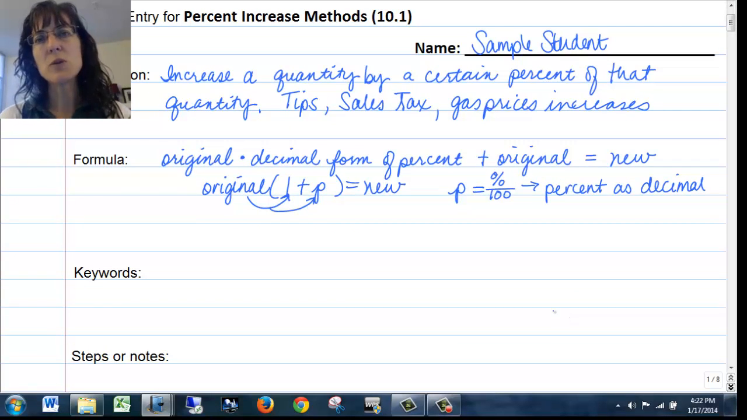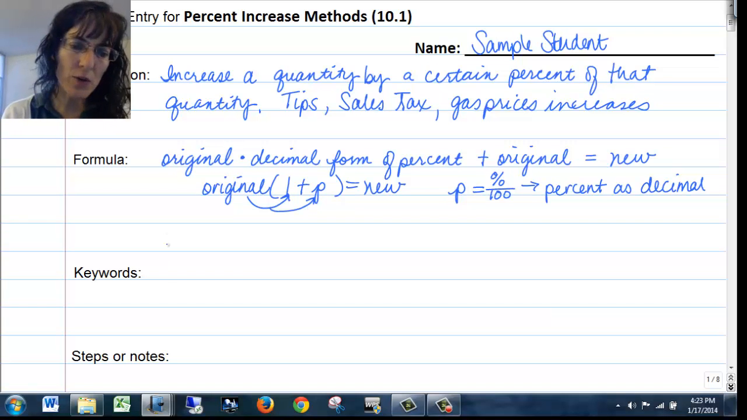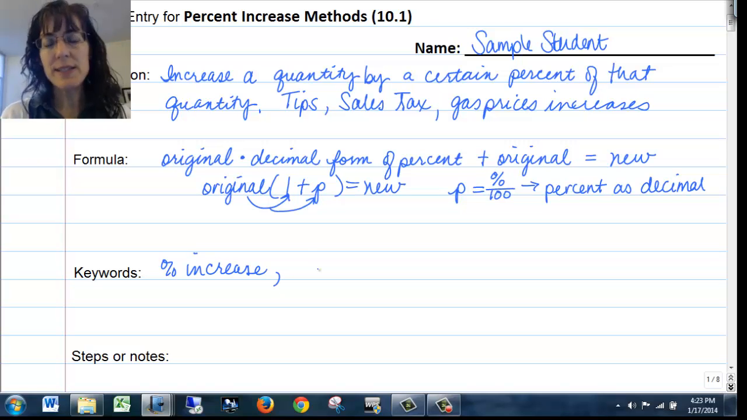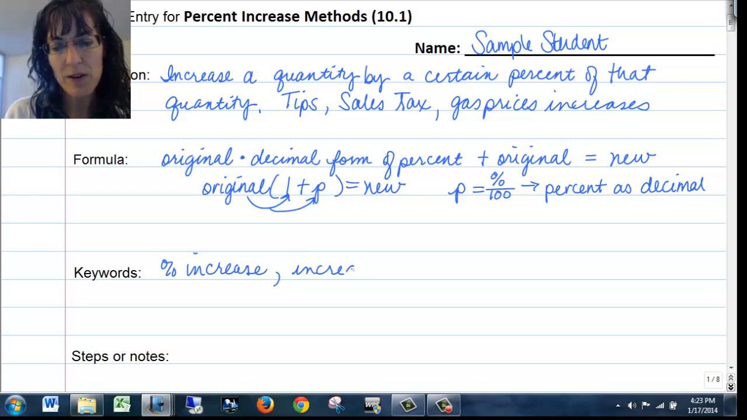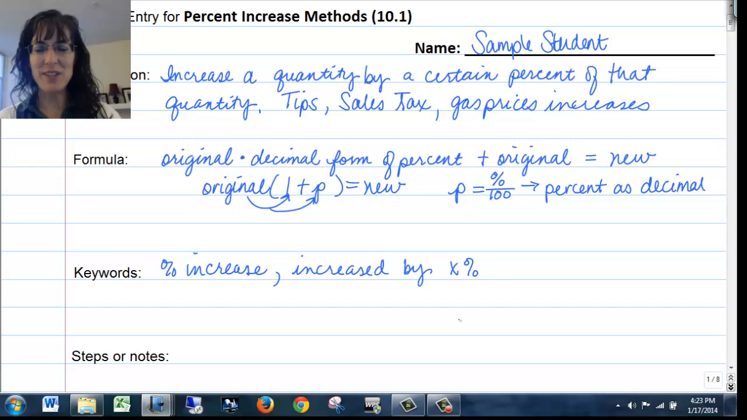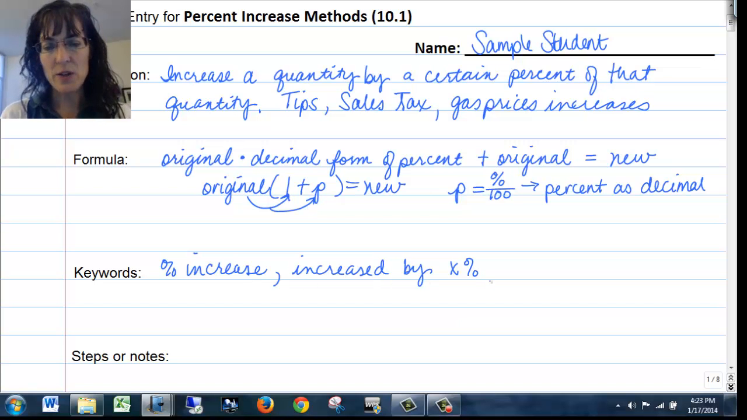Now for keywords, this is where you put words that are going to trigger you so that you know I need to use the percent increase formula. So things that you might see in a problem or in life, you might hear these words and they would tell you I need to use percent increase. You might hear percent increase. You might see increased by some percent, and I just put X there to represent some. Things like that. So you might see words like that.